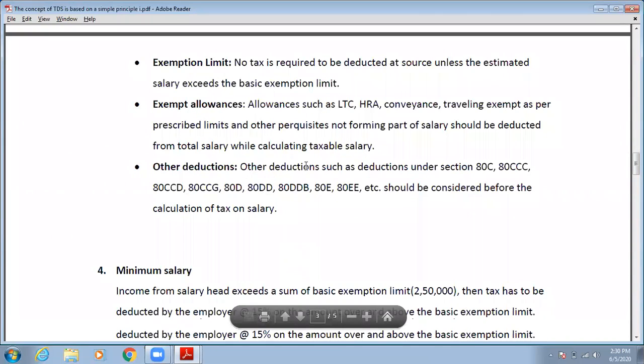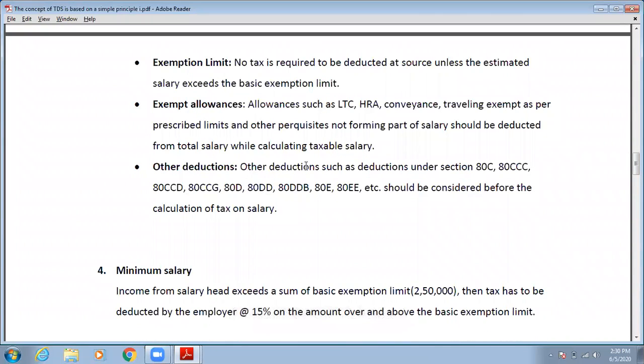So when you calculate the tax on salary which you will deduct, before the calculation of that salary you have to deduct all the deductions under sections 80C, 80CCC, 80CCD, 80CCG, 80D, 80DD, 80DDB, 80E and 80EE. All these deductions have to be subtracted from that salary, and the remaining amount will be your taxable salary. Now, what is the deduction provided in 80C, 80CCC, 80D, 80DD, 80E and 80EE?